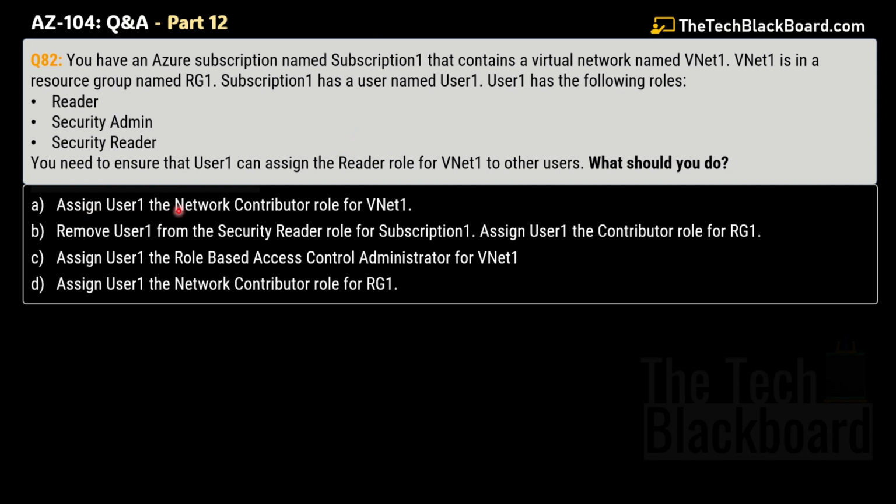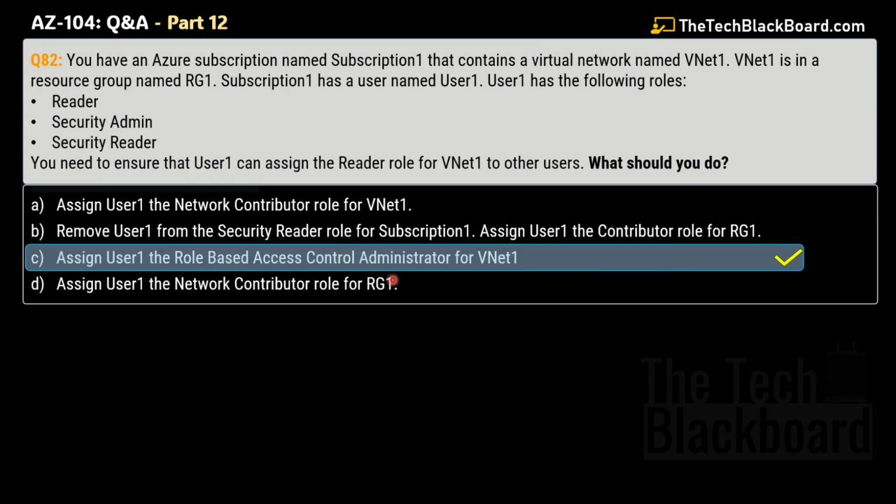Option A, assign User1 the network contributor role for VNet1. Option B, remove User1 from the security reader role for Subscription 1 and then assign User1 the contributor role for RG1. And then at option C, we have assign User1 the role-based access control administrator for VNet1. And lastly, assign User1 the network contributor role for RG1. And this time, my friends, the correct option is assign User1 the role-based access control administrator for VNet1.